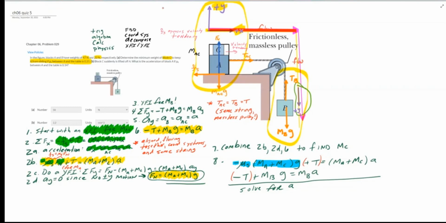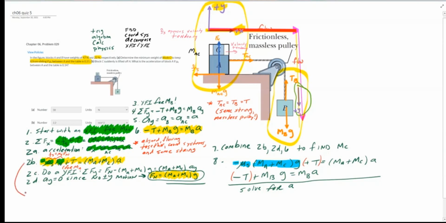Wait, how are we supposed to find acceleration if we don't know MC? Oh, because hang on, I think we're supposed to have A equal to 0. Yeah, A is supposed to be equal to 0. Determine the minimum weight of block C to keep A motionless. So let me update this, and then there's another update here. The acceleration is equal to 0 in this case. C needs to be whatever it needs to be to keep things motionless. So here's some updating.